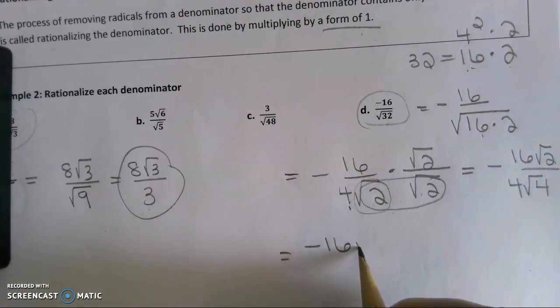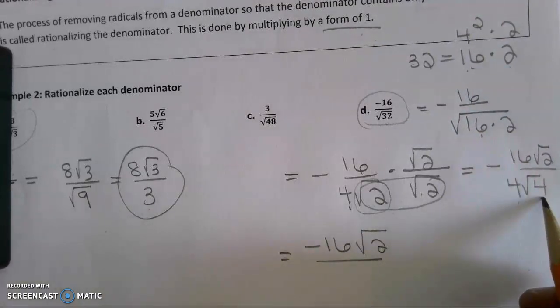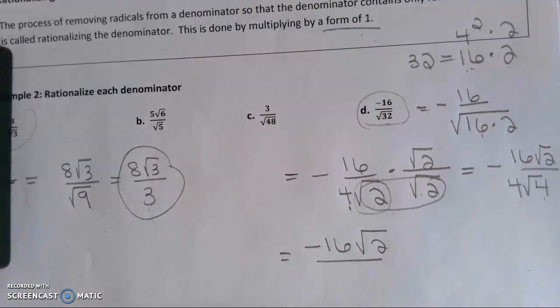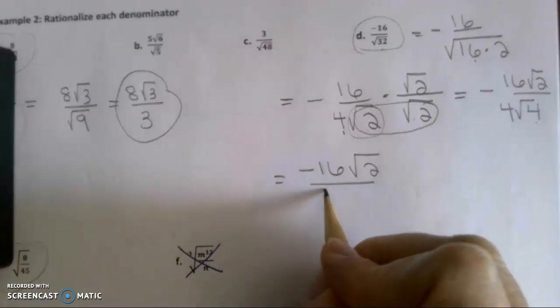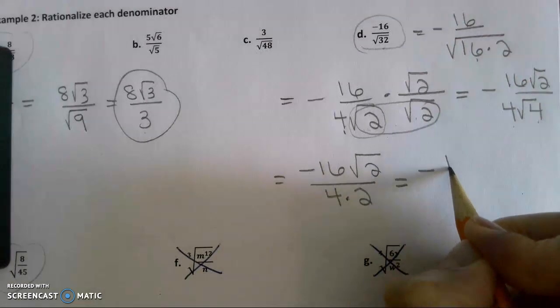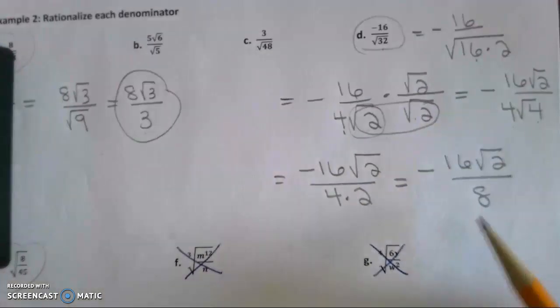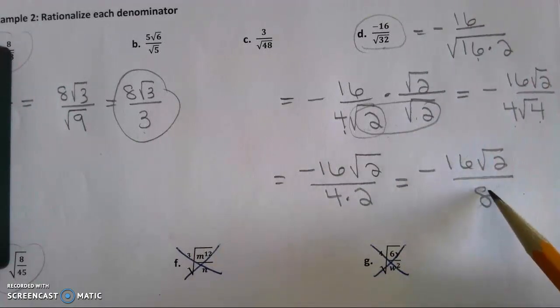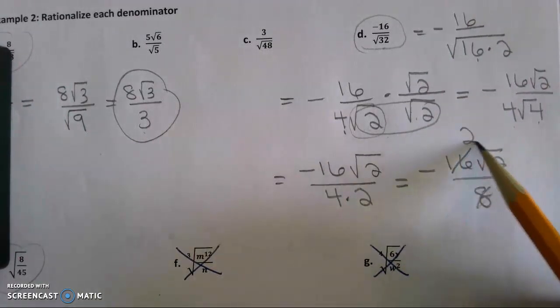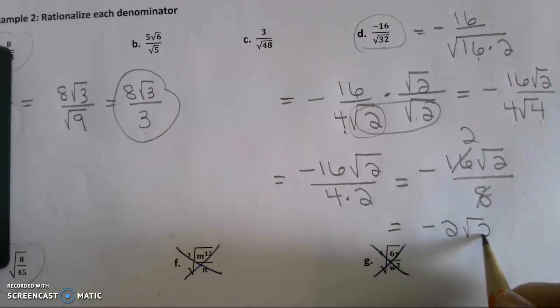Again, I'm going to reduce at the very end. So this gives me 4 times 2, which is 8. And then I can reduce these two: 8 goes into here once and here twice. So my answer is negative 2 square root of 2.